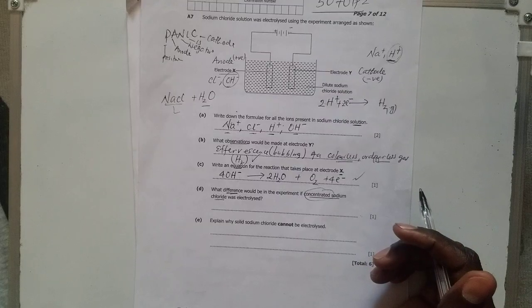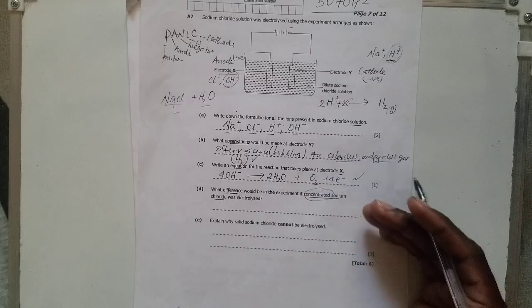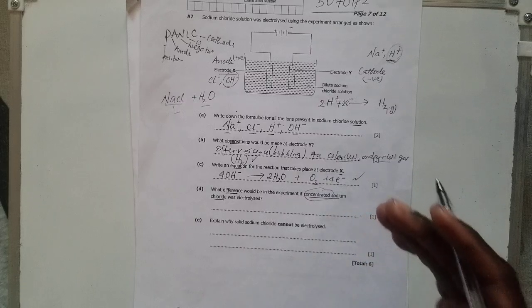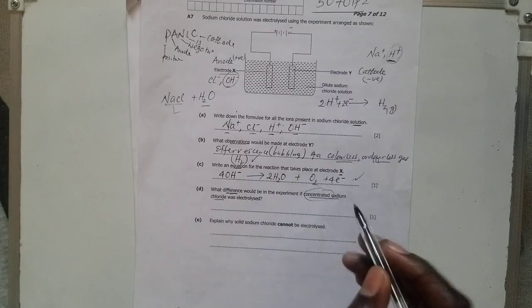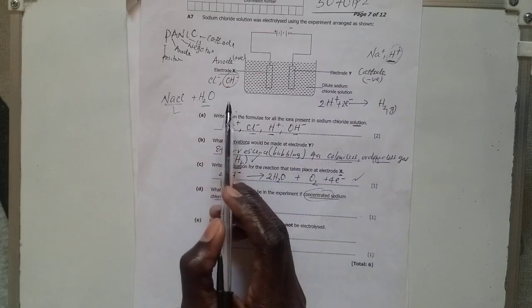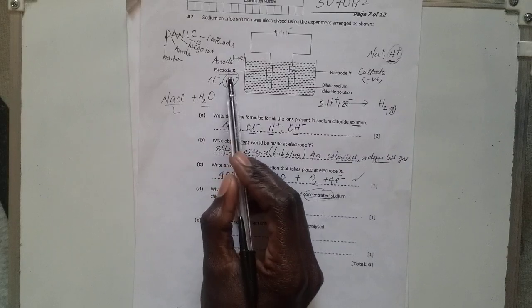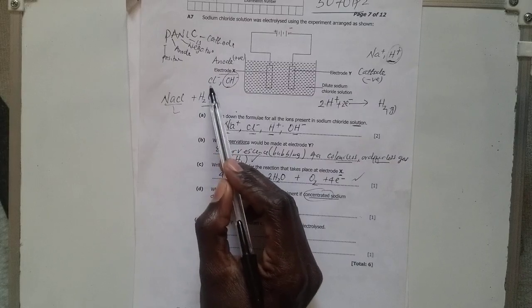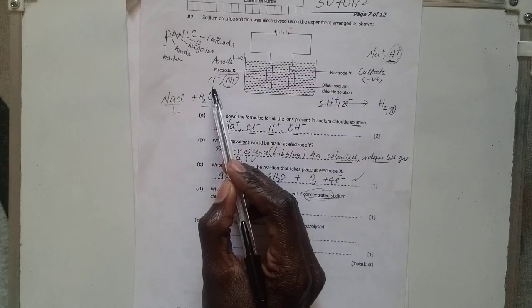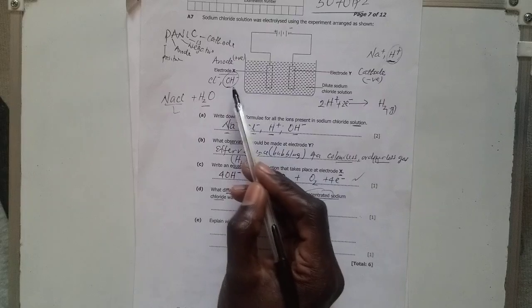And if there's little water, you are going to find that in a concentrated solution, the higher concentration of chloride ions causes them to be preferentially discharged at the electrode. Because the chloride ions will be in high concentration, these are preferentially going to be discharged at the electrode instead of the hydroxide ions. So that is what you need to remember.